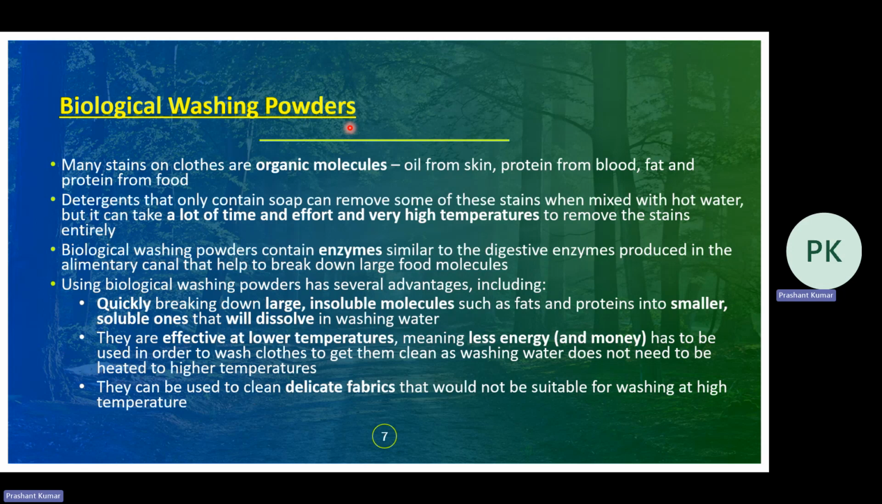That is why we are adding enzymes to the biological powder, which act similarly to how digestive enzymes act in the body. Using biological washing powder has several advantages. First, it will quickly break down large insoluble molecules like fat and protein into smaller ones and make them more soluble in water. Second, they are effective at low temperature, right? And third, they can be used to clean delicate fabrics, which we don't wash at high temperature.